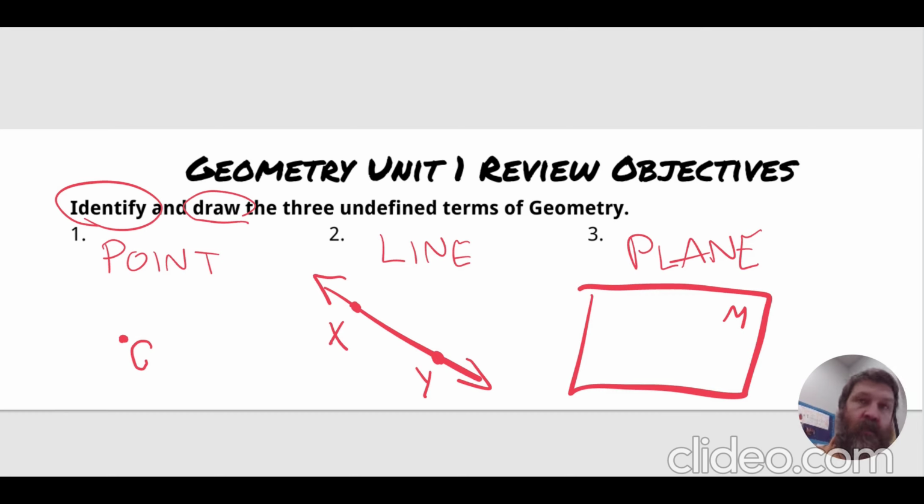This is not a point, this is a label, so do not draw a point next to that M. That's not what we're talking about. We're talking about plane M as labeled with just that letter in the corner. This right here that you see on the screen is literally the thing that you need to know and you will be putting on the test. The questions on the test are exactly the same as what you see here. This is what you need to study and know.